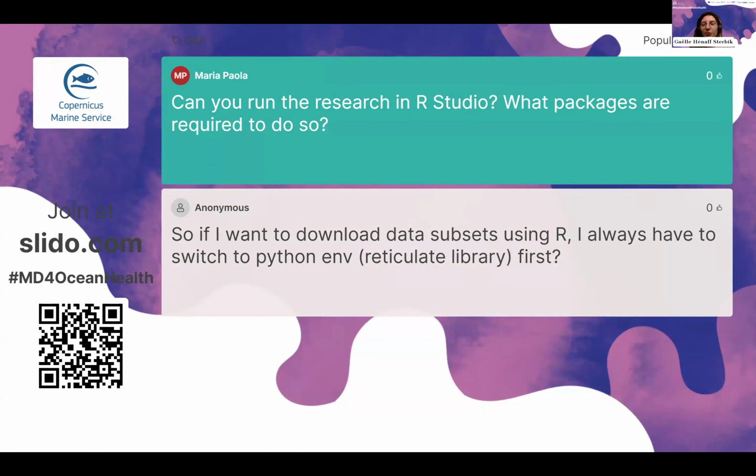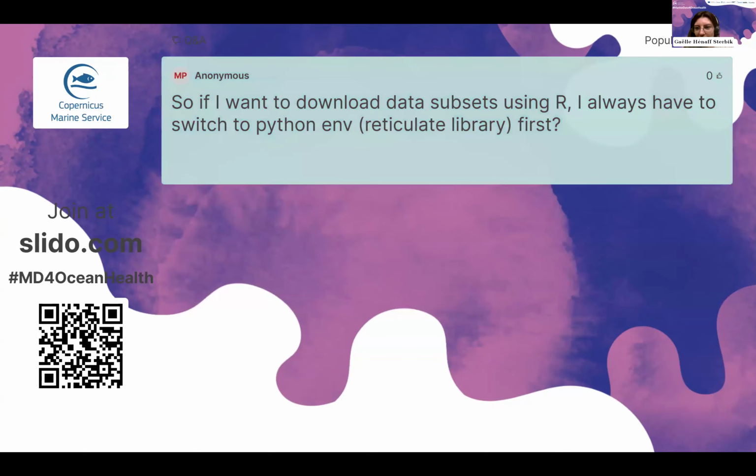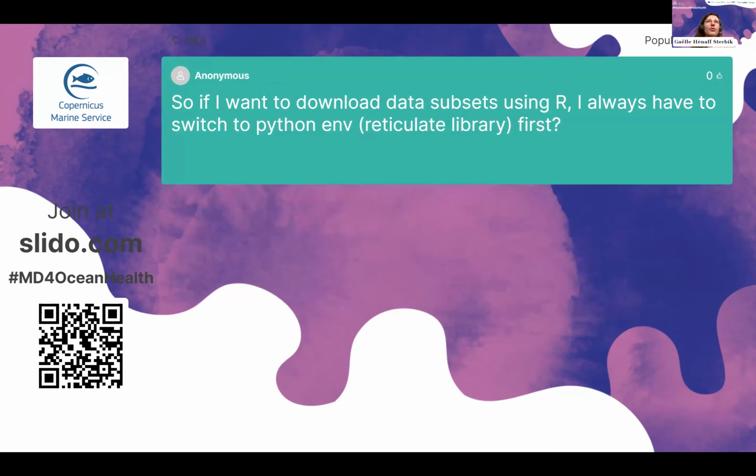And for the previous question about the Copernicus R library, you can use it to download data. Just to add the information. And so for this question, if I want to download data subsets using R, I always have to switch to the Python environment first. So I would say no, because of this information. So now you can directly use R if you want. Okay, so I have lots of questions coming.